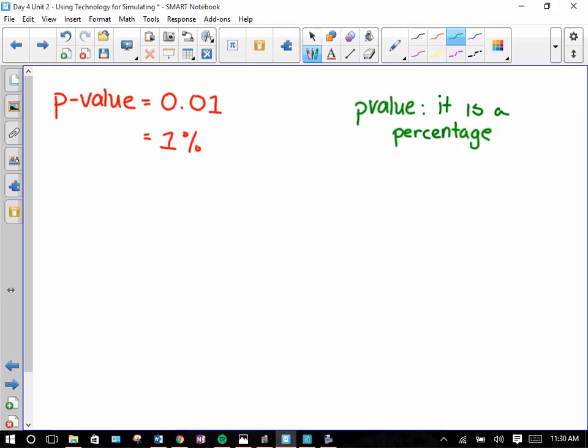I don't know what P stands for. I don't think it stands for anything. I Googled it, and I can't find out what P stands for.